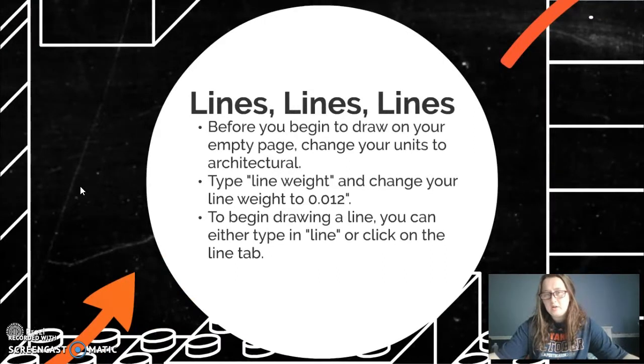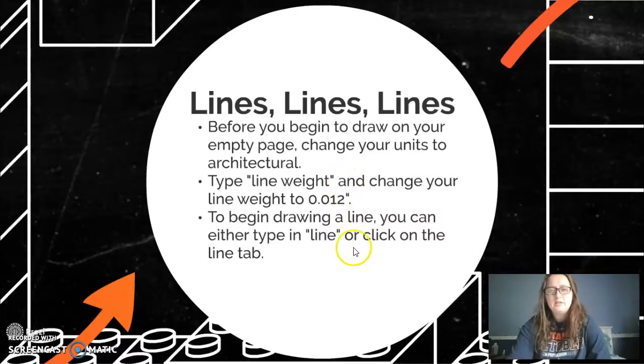Lines. I changed my units to architectural. That's just, it's in inches and feet. It's just a preference again, but it's easier to read because that's what we've learned here. Line weight, again, another preference. I leave mine at 0.0212 inches. And that's just so I can see it on the screen. If it's any smaller than that, I almost can't see it.